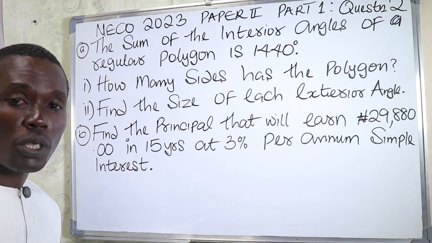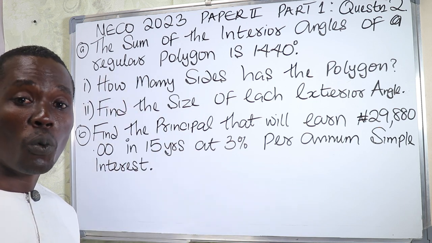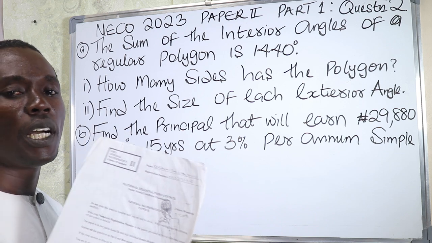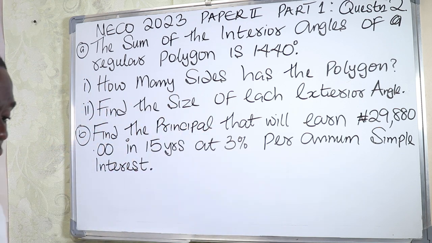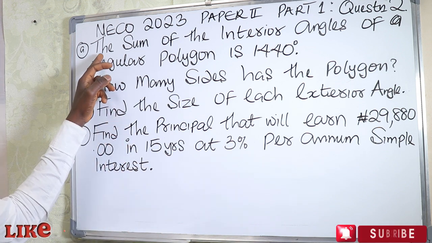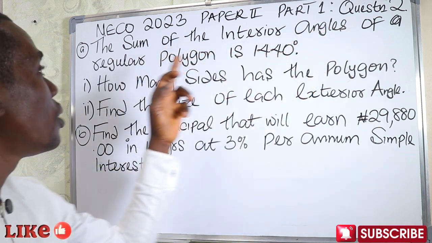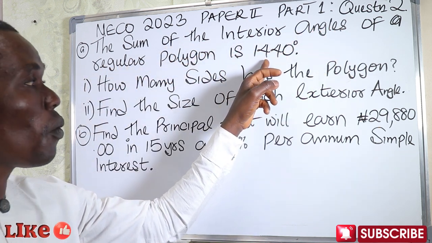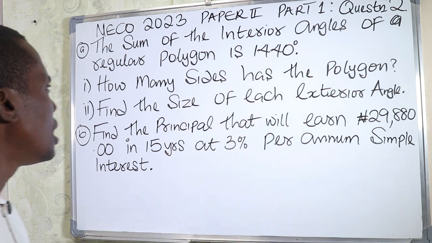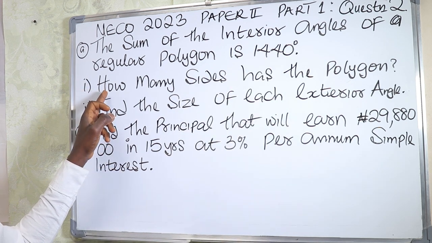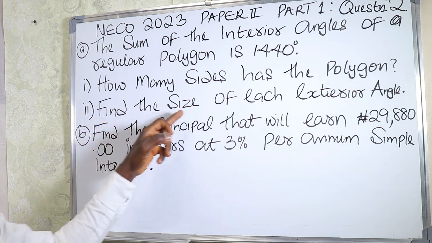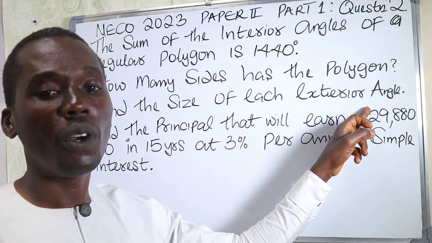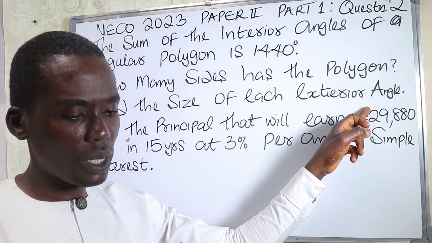This is the NECO 2023 paper 2 part 1 question number 2, and we are given two questions, A and B. In the first question we are told that the sum of the interior angles of the regular polygon is 1440. In part I, we are asked to calculate how many sides the polygon has, and in part II, we are asked to find the size of each exterior angle. Those are the two parts we are given.